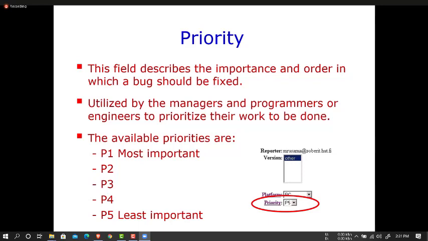Like P1 is the highest priority. P1 is highest, P2 next highest, then as we go down, the priority level decreases. P5 is the lowest priority level. In fact, you can increase it. If you want to have more priority levels, you can change the database. High, medium, low.